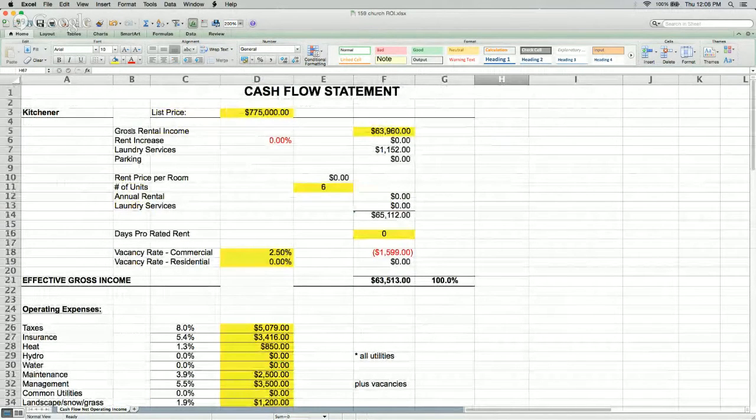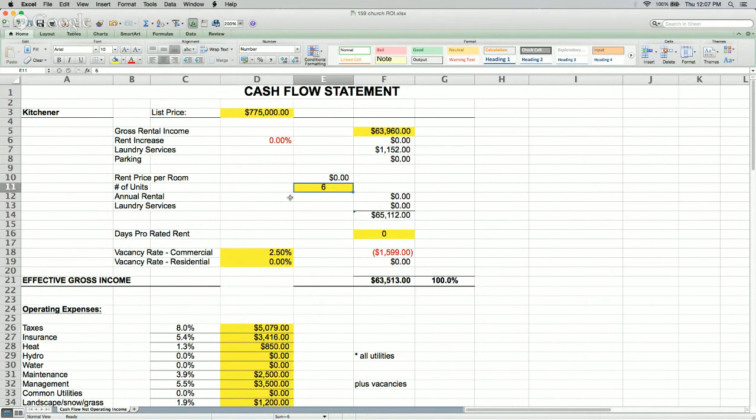So gross rental income on this property is $63,960. What that means is all 6 units added up times 12, and it'll give you an annual amount. In the basement, there are 2 laundry machines, a washer and dryer, and the tenants would use those to do their laundry. They take about $2 a pop for each washer or dryer service, and the total for the previous year was $1,152. Nice little pocket change.